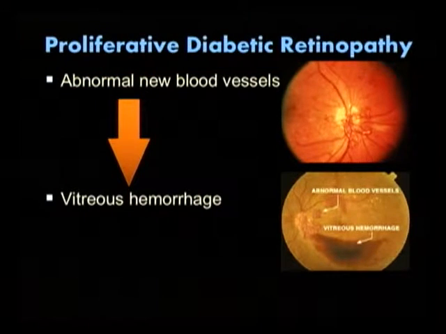In PDR, the basic pathology is the formation of abnormal new blood vessels. And as you can see here, these are very dilated vessels that are abnormally growing around the optic nerve head. As these vessels progress, they tend to break easily and bleed inside the eye. This is a phenomenon called vitreous hemorrhage or intraocular hemorrhage, which is one of the causes of vision loss in diabetes.